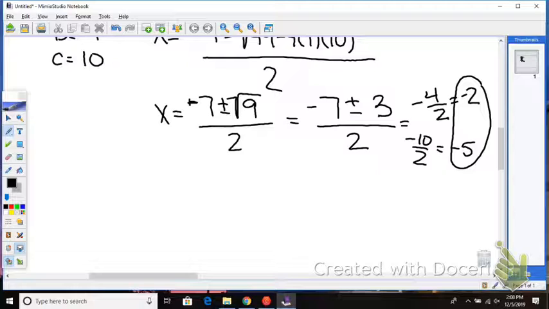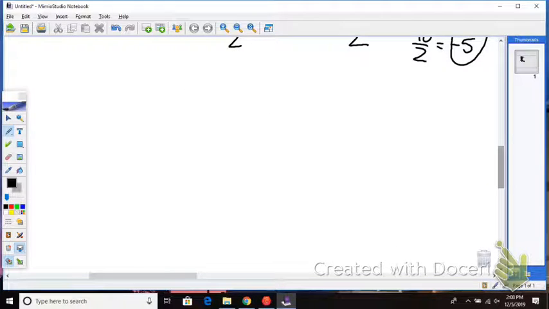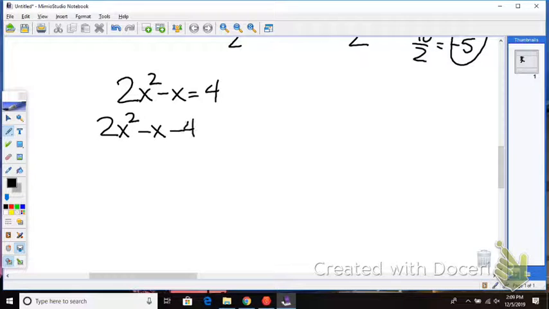Should we try another? Okay, so let's try this one. This one's going to be kind of jumbled up. When we factored, what did we have to make it equal to before we could factor? 0. Same thing here. So you might be given a problem like this that says 2x squared minus x equals 4. I need to pull that 4 over and make it equal to 0. So I need to rewrite this as 2x squared minus x minus 4 equals 0 before I start.